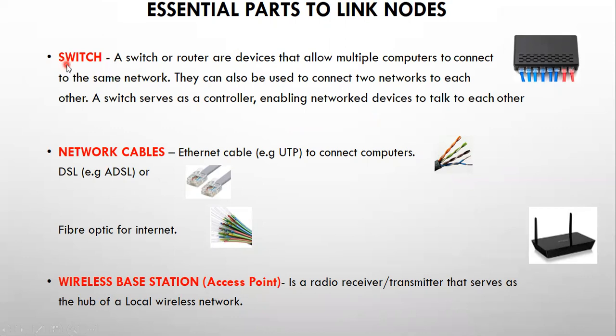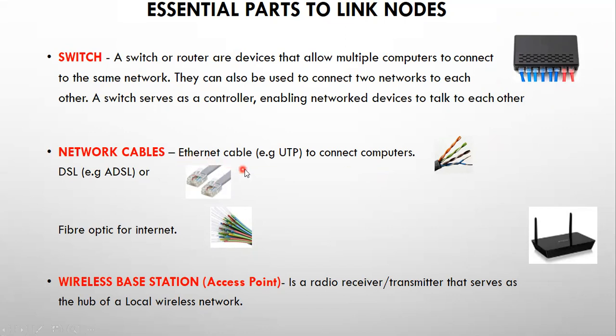One is a switch. A switch or router are devices that allow multiple computers to connect to the same network. They can also be used to connect two networks to each other. A switch serves as a controller, enabling network devices to talk to each other. So there's a switch with the cables, allowing the devices to connect to each other. The devices connect by the cable to the switch.